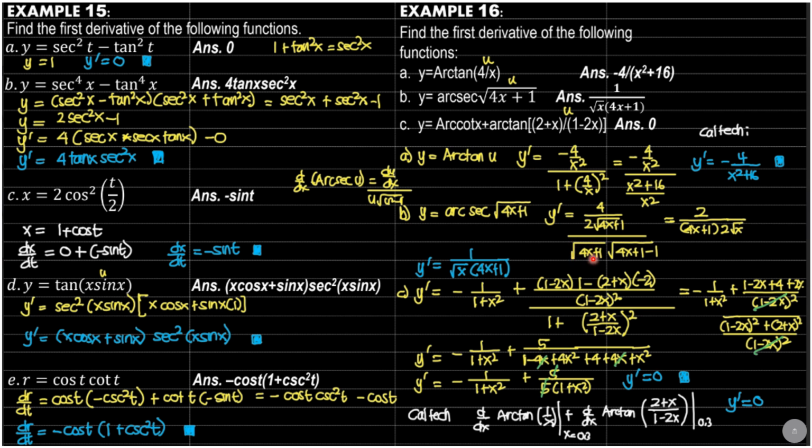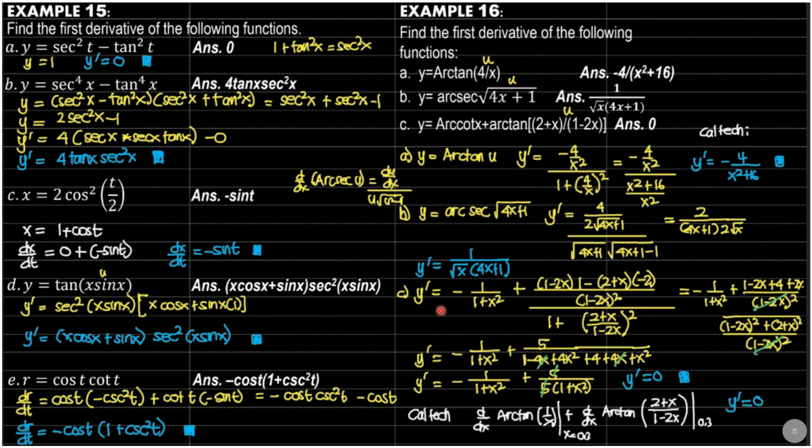So the square of square root of 4x plus 1 is 4x plus 1, then minus 1. Cancel 1. This is square root of 4x, which is 2 square root of x. Then 4 over 2 is 2. You can combine square root of 4x plus 1 and square root of 4x plus 1 and write it as 4x plus 1. And this is square root of 4x, which is 2 square root of x. Cancel out 2. So the final answer, y prime, is 1 over square root of x times quantity 4x plus 1.